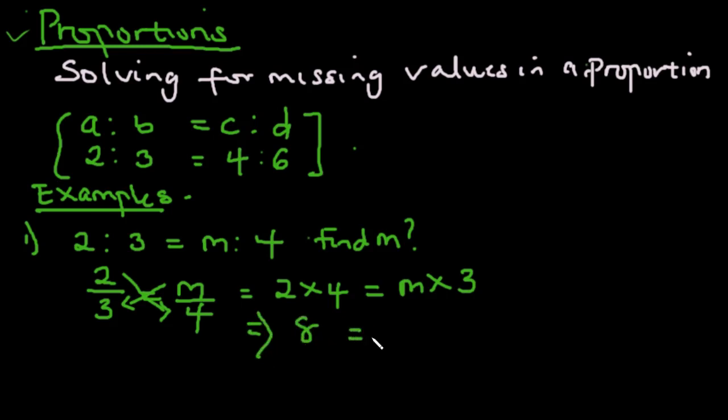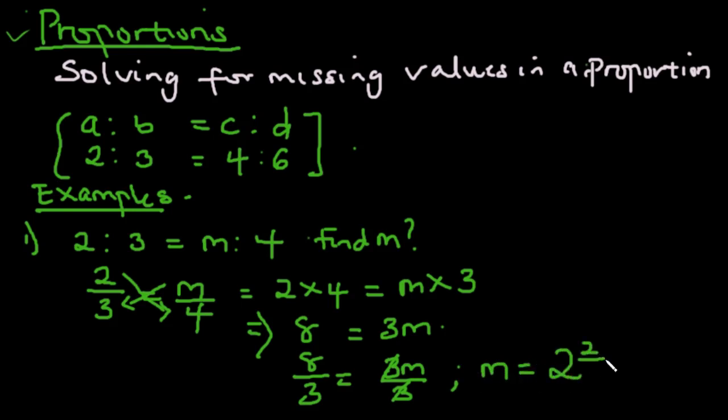8 equals 3m. So we divide both sides by the coefficient of the unknown, which is 3 here. So we have 8 all over 3 equals 3m all over 3. So 3 cancels 3. Our m equals 8 over 3, which will be 2 whole number, 2 over 3. That's the answer.